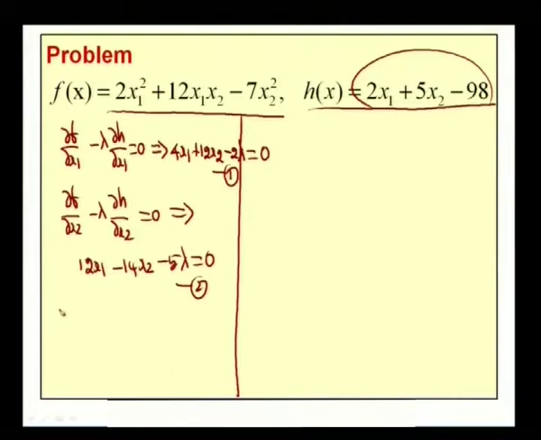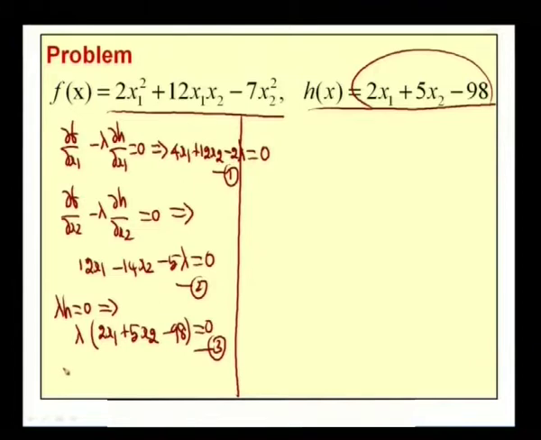Now, the next Kuhn-Tucker condition is lambda h equal to 0, which gives us lambda into (2x1 plus 5x2 minus 98) equal to 0, since our h is 2x1 plus 5x2 minus 98. So, we name it as equation 3.